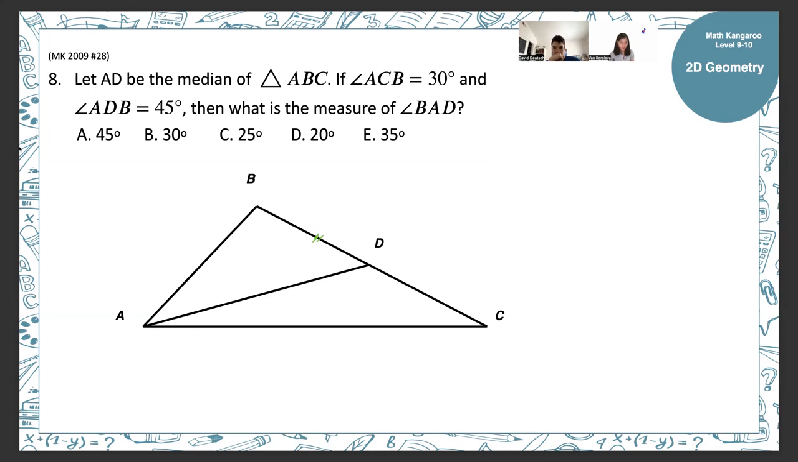Always label everything in the pictures. So, sorry, I just want to move it over here. So BD equal to DC. And then this one is 30 degrees, right? This one is 45 degrees. And by now, I know that this one has to be 15, right? So I label as much as I can on the pictures and now stop for a moment and see what I can do.